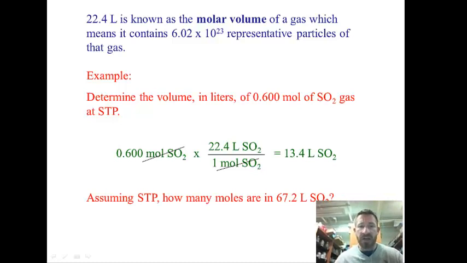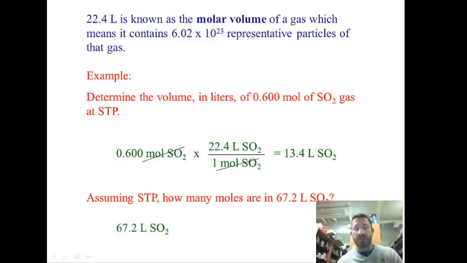Assuming STP, how many moles are in 67.2 liters of SO2? Now, 67.2... let me see, a mole is 22.4 liters. If it's 67, it's got to be quite a bit more than a mole. So we're going to start our number with 67.2 liters.